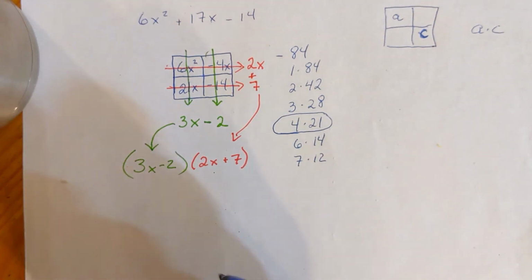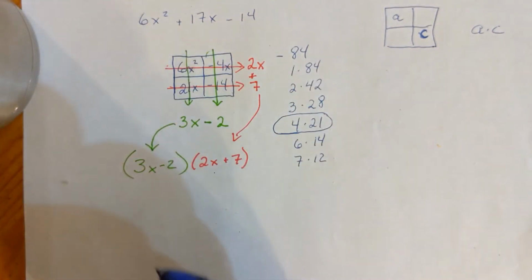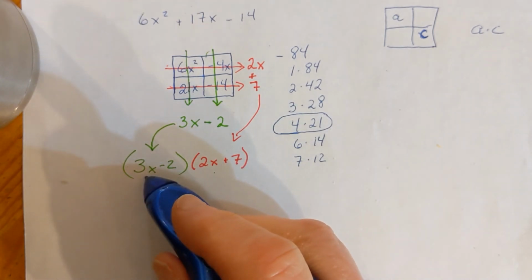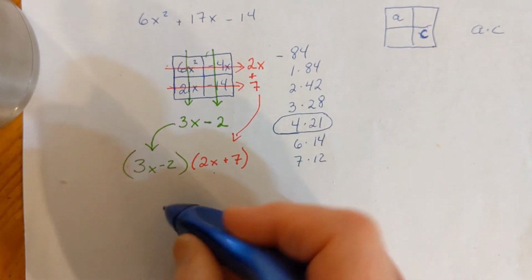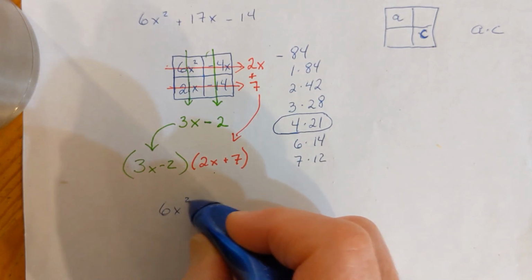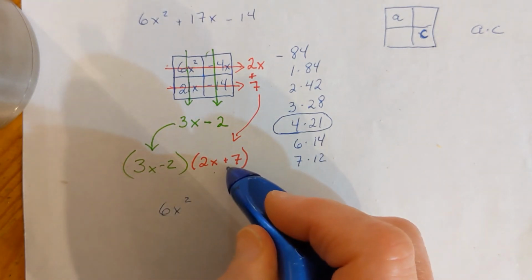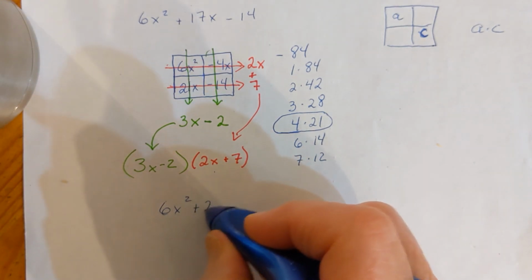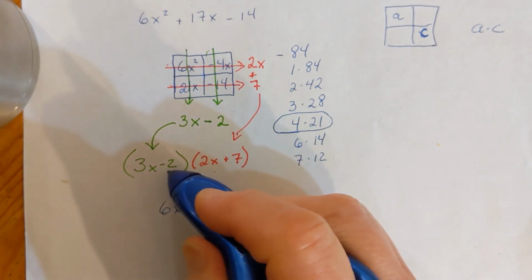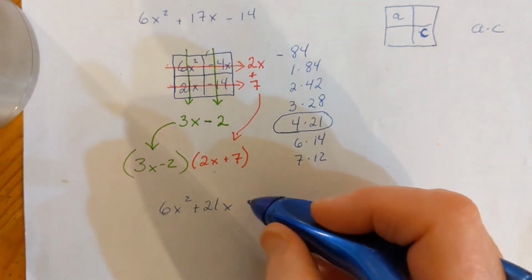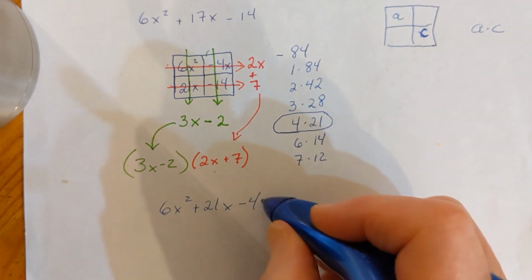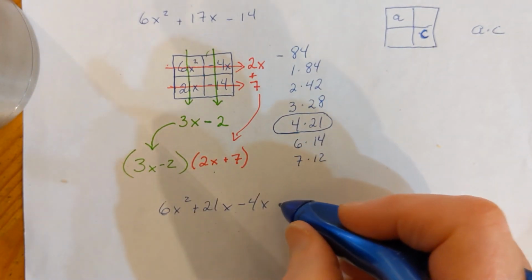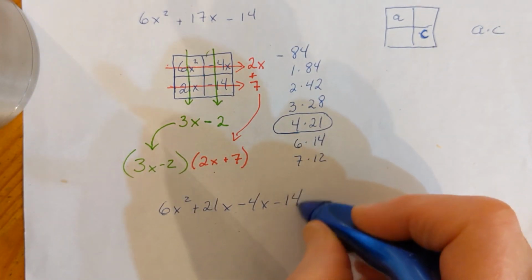And of course, I want to check this and make sure it gives me back my original trinomial. So I'm going to expand it out. 3x times 2x is 6x squared. 3x times 7 is positive 21x. Negative 2 times 2x is negative 4x. And negative 2 times positive 7 is negative 14.